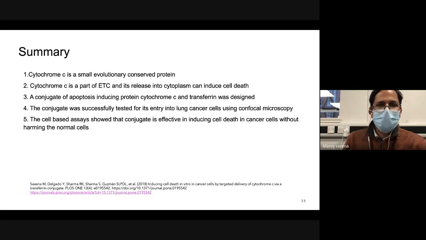And this property was utilized during my PhD project in making a conjugate of cytochrome C with a protein called transferrin, in such a way that the conjugate was designed to be released once inside the cancer cell. This conjugate was extensively tested in different conditions, with different techniques including confocal microscopy, to show successful release inside the cells. And we were able to show that this conjugate was effective in cancer cells and was specifically killing the cancer cells.